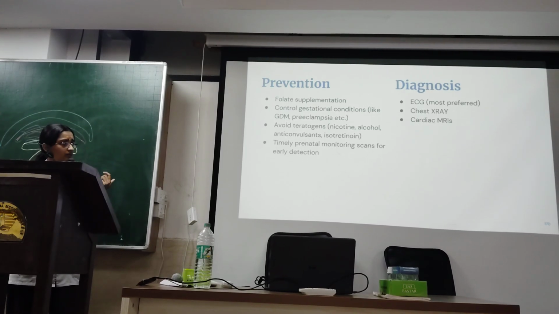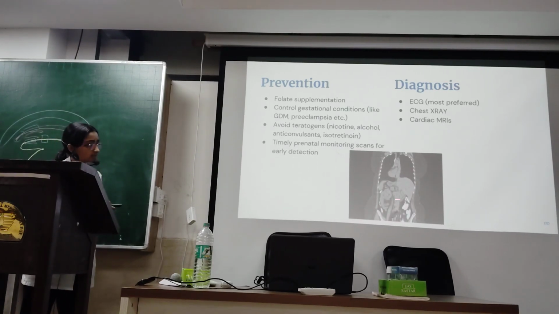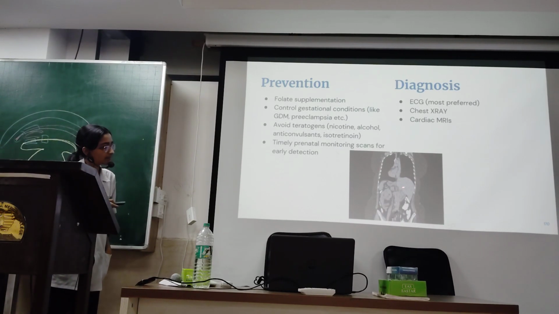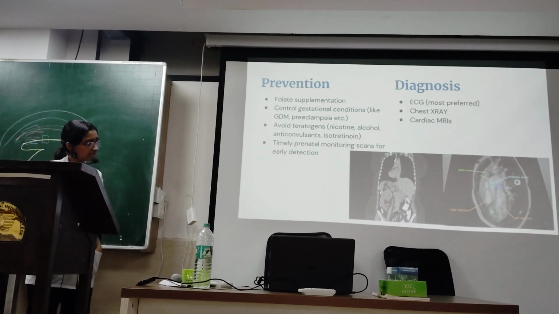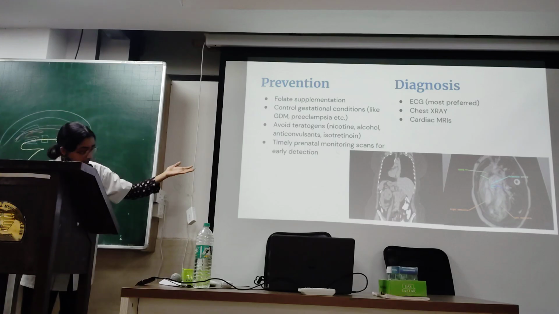Diagnosis will involve ECG, which is the most preferred method of diagnosis, but you can also go for a chest X-ray or a cardiac MRI. This is a picture of a cardiac MRI, rather a body MRI, which is exemplifying situs inversus. So you have your liver on the left side, you have your stomach on the right side, and the apex of the heart is directed towards the right side. And this is a chest X-ray, which is showing transposition of great vessels.